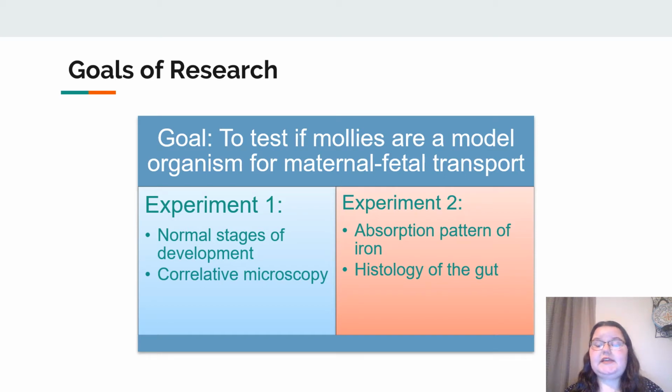And then the second step, after we classified the normal stages of development for these mollies, was to look at the absorption pattern of various nutrients that are passed from mother to fetus. And so we looked at iron as our first nutrient, and to do this we were able to look at histology slides of the gut and use differential staining to see how iron is absorbed in the molly gut.